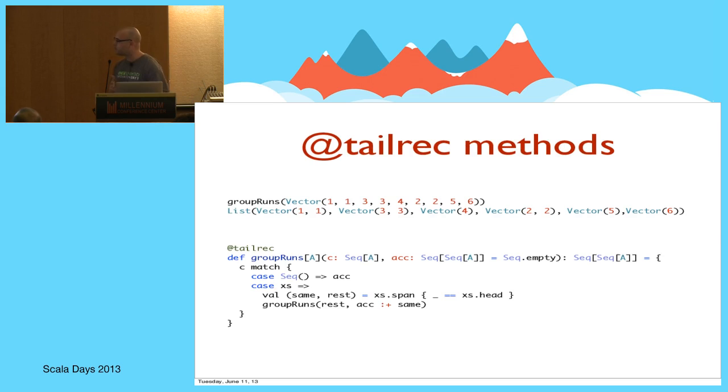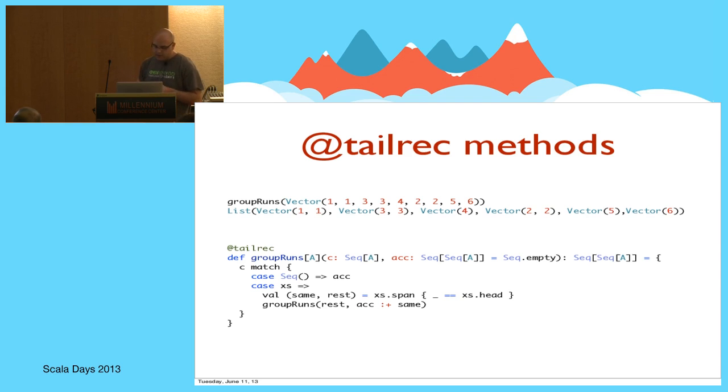Let's look at a tail recursive method. So let's say that I have a collection and I want to group the common elements, the common run elements. I think this is commonly called group runs, or there may be a different name for it. But a nice way to model this, right, is to use a tail recursive method. So the idea is that you handle a base case. What do I do when my sequence is empty? I just return my currently accumulated list of results.